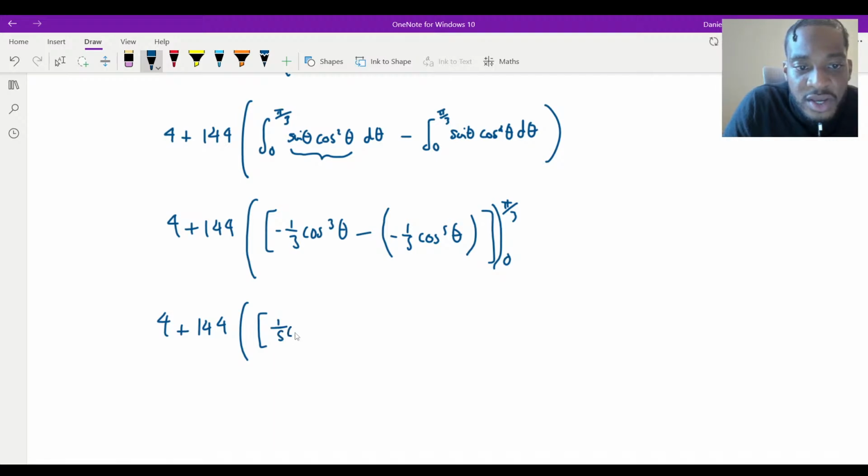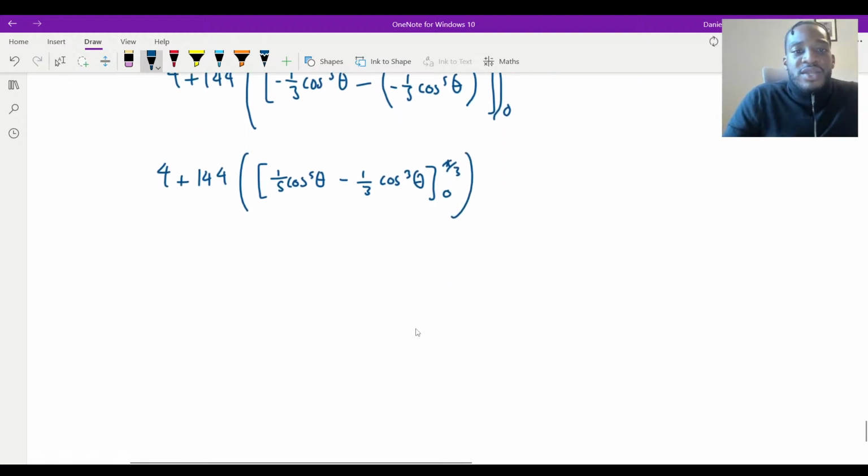1 over 5 cos to the 5 theta minus a third cos to the 3 theta, like that. It's going to be from 0 to pi over 3. So we're nearly done. Now I just need to work that out. So it's going to be 4 plus 144, all in a big bracket, and I'm going to evaluate this now.